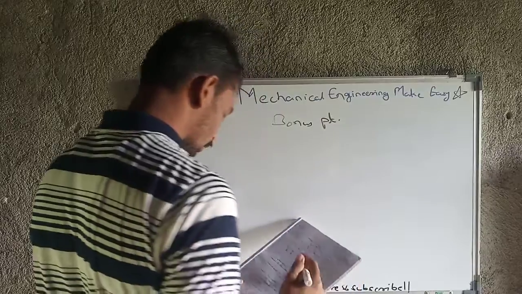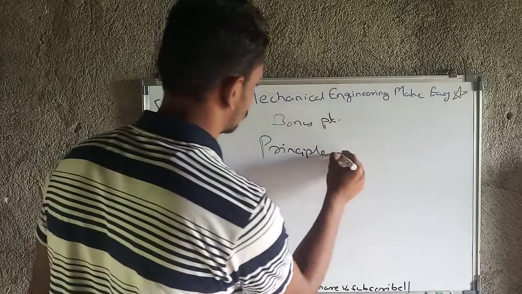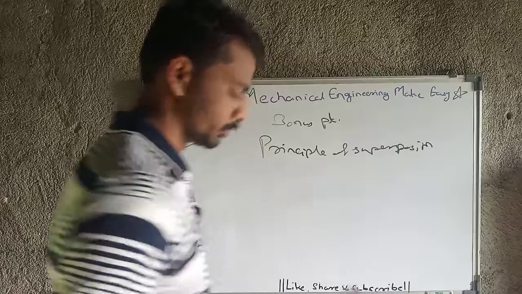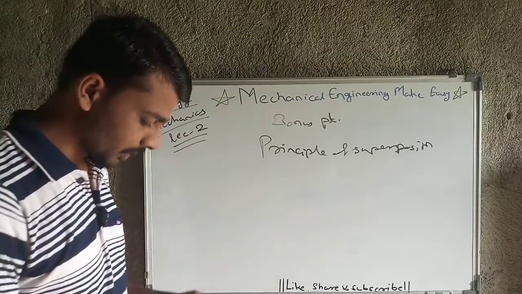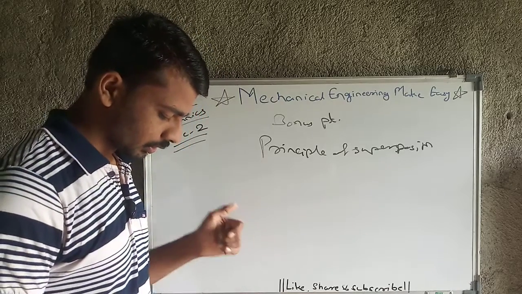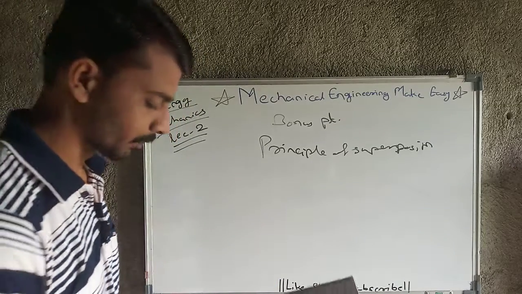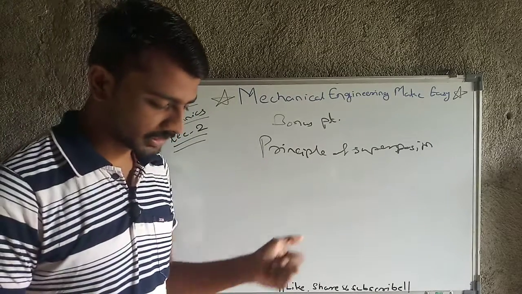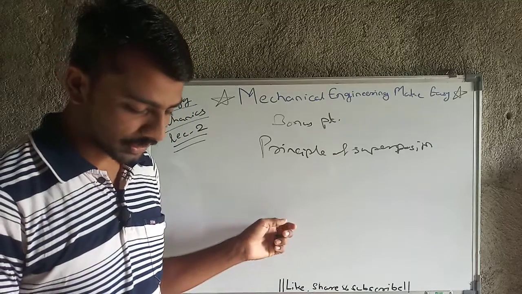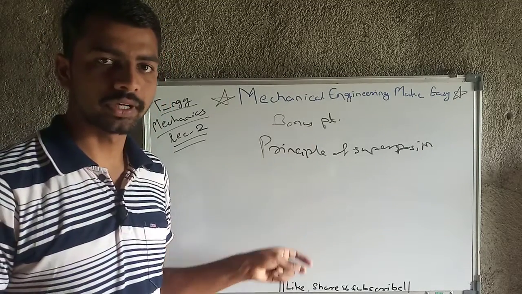Then in the bonus points we are going to move on to the principle of superposition. What is the principle of superposition? The principle of superposition is that the effect of a force on a body remains unaltered if we add or subtract any system which is in equilibrium. In the first case, that is the principle of transmissibility, the point of application of the force can be changed, but that point should be located on the line of action.